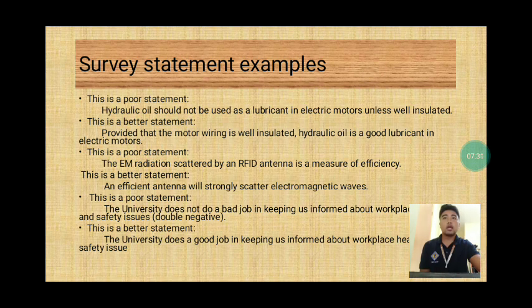So this is the poor statement: The university does not do a bad job in keeping us informed about workplace health and safety issues. As you can see, there is a double negative in this statement. So the better statement is: The university does a good job in keeping us informed about workplace health and safety issues.